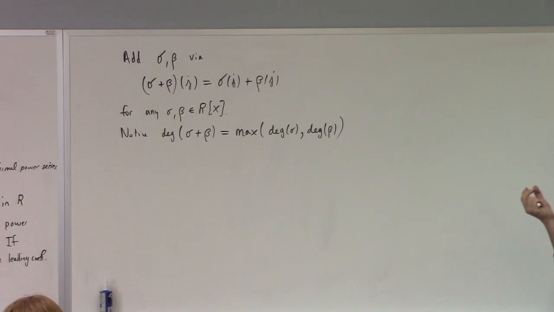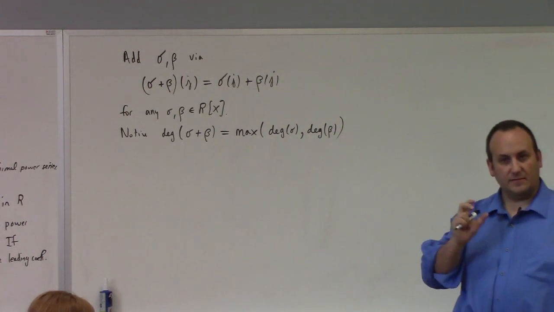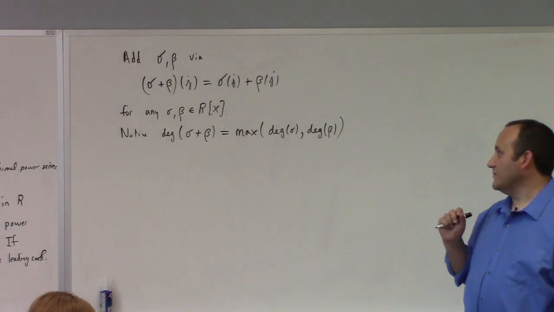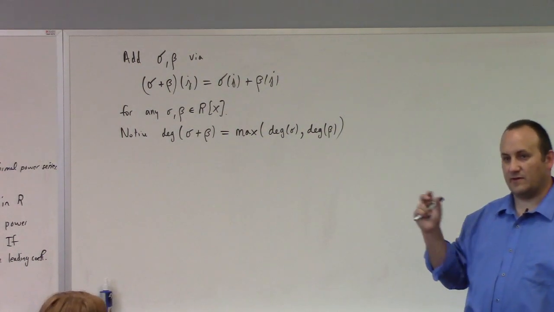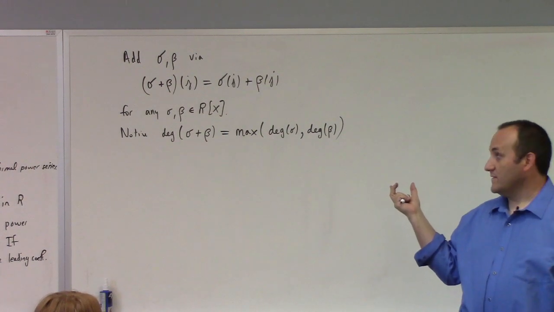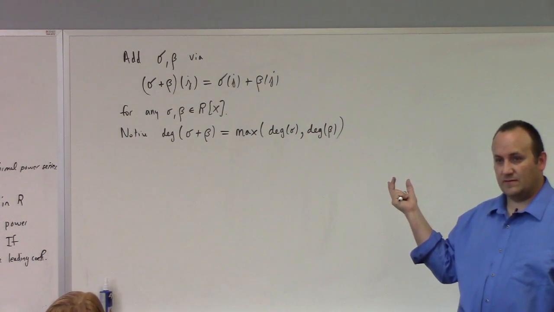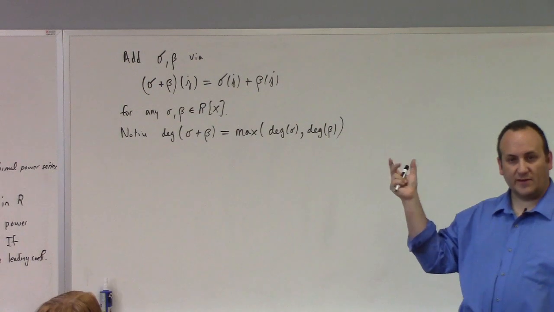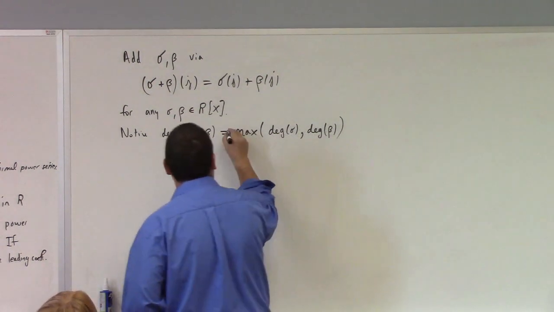Well, I should be careful. What could happen? What if we had a polynomial and its negative? I guess the degree might not even be defined if they're negatives, right? That would give us back the zero polynomial. We'd be in trouble. So suppose that beta is not the additive inverse of sigma, for the sake of discussion. You could still have the case that the leading coefficients were canceling out. So to be careful, we should say it's less than or equal to this.